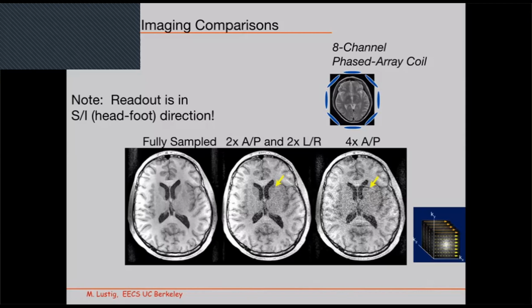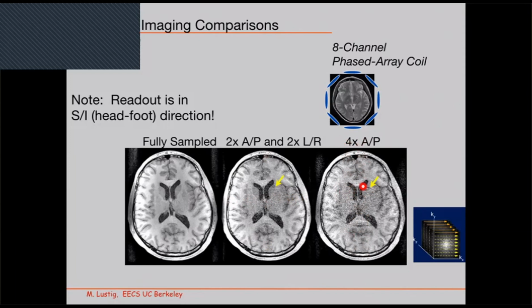And what you could do is accelerate just in one or in both. This is the fully sampled case. This is twofold undersampling in the up-down and the left-right, and that is the reconstruction. This is the same scan time as the other acquisition, but here I accelerated only in one direction by 4 times. Here I accelerated 2 here and 2 here, resulting in 4. Here I accelerated phase encode only in this direction.